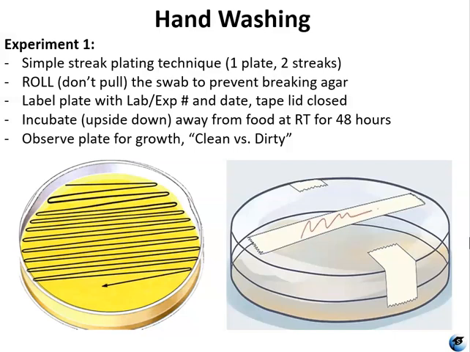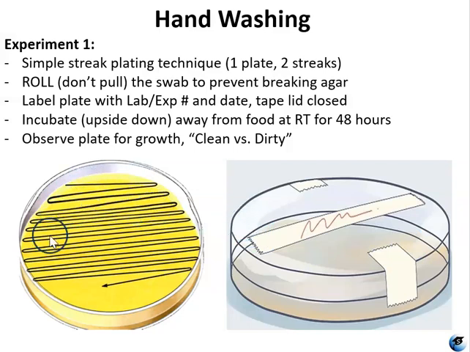So you're going to swab the palm, your fingers, the area between your fingers, all those little spots that people tend to miss. And then you're going to inoculate the dirty side of the nutrient agar plate with this swab. You're going to do it in a simple streak pattern.